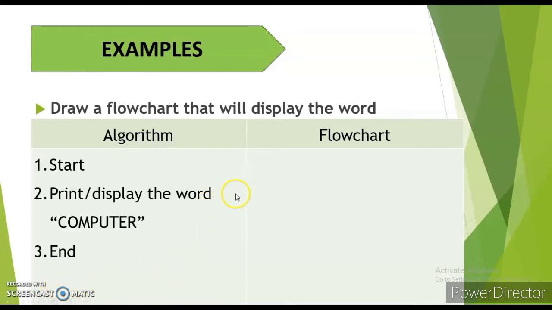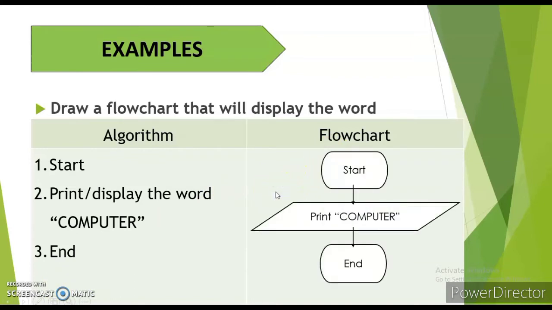Now, we're going to write it in a flowchart. So, start natin, we're going to use the terminal symbol, start, the connector down, and for the, ano nang symbol to? The rhombus symbol, the in and out symbol, print computer. So, yung command natin dito is print computer. Then connector down, then end. Alright, so that's the first example.